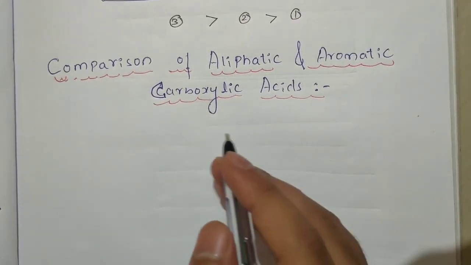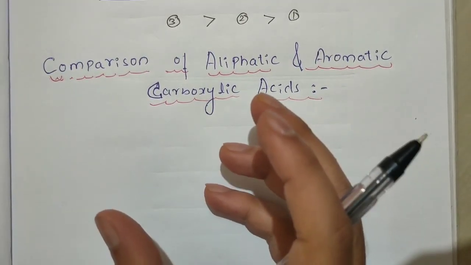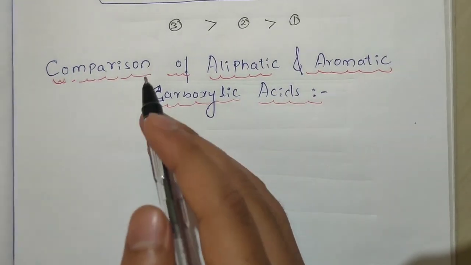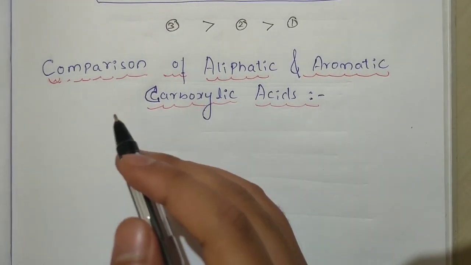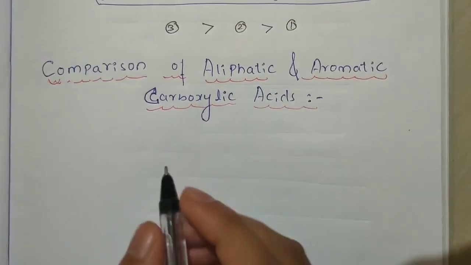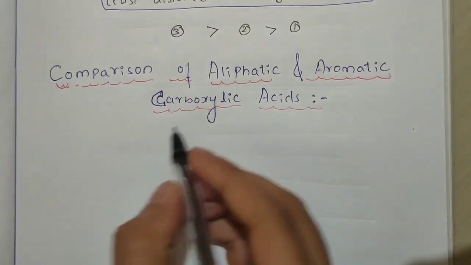Let's move on to a very important concept and a very interesting topic, and this topic is never discussed much anywhere. So I am going to discuss it today and share my knowledge. That is the comparison of aliphatic and aromatic carboxylic acids. How their respective acidic strengths compare, I am going to discuss here.